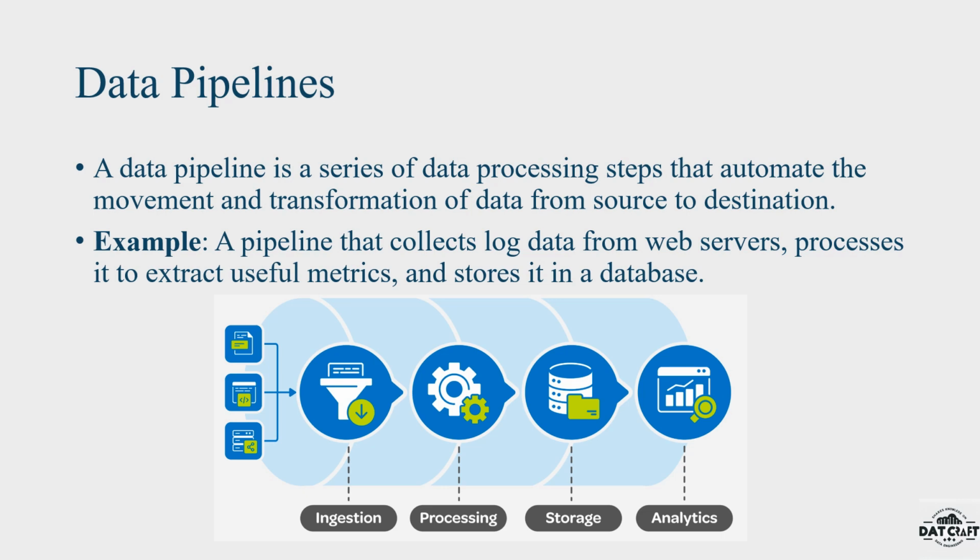For example, imagine a data pipeline that collects log data from web servers. The pipeline would start by collecting the log data from multiple servers. Next, it would ingest this data into a processing environment. The processing step would then extract useful metrics such as page views and error rates from the raw log data. After processing, the metrics would be stored in a database. Finally, the stored data would be available for access and analysis by data analysts to monitor website performance and identify any issues.